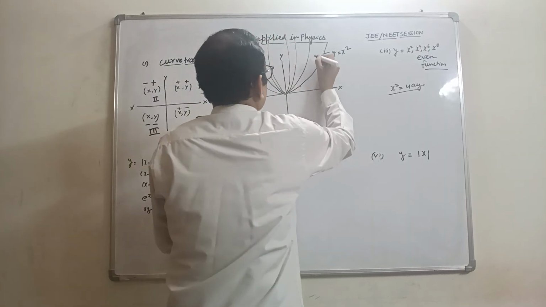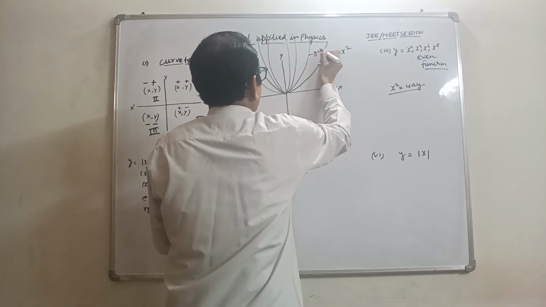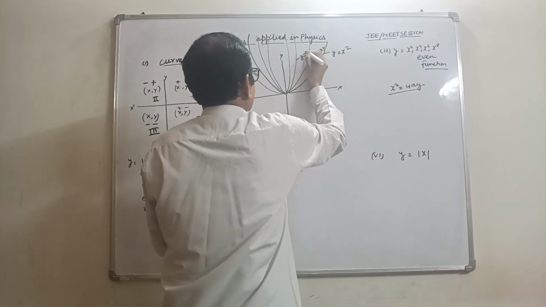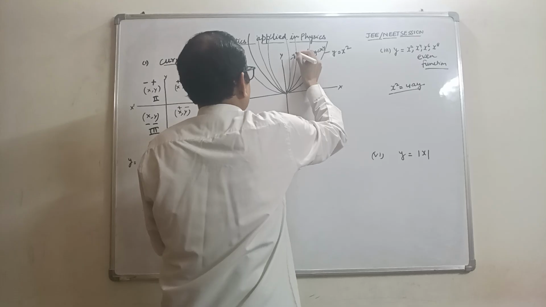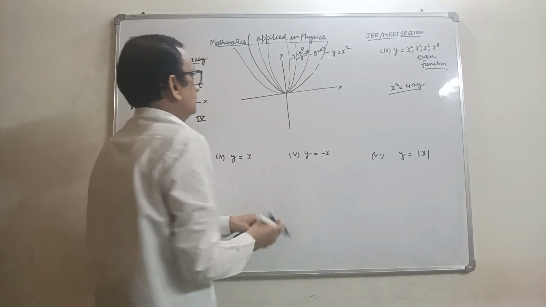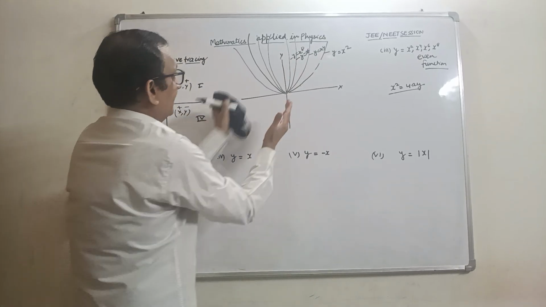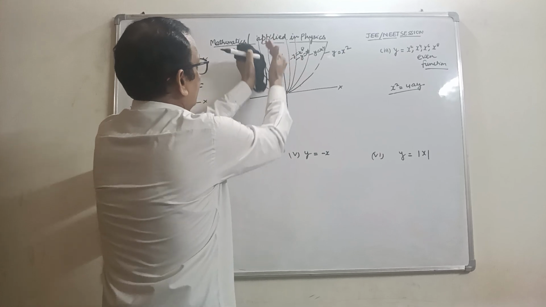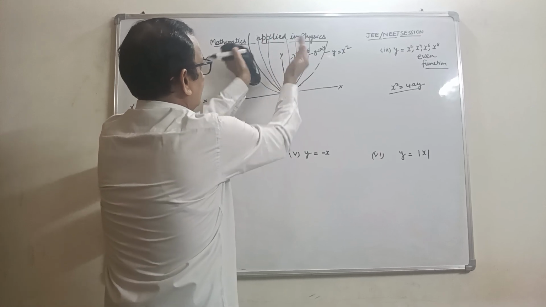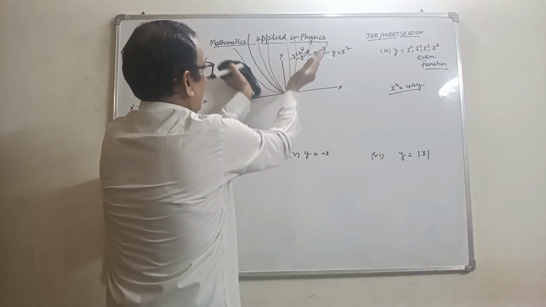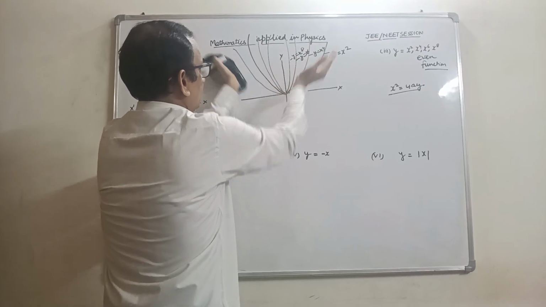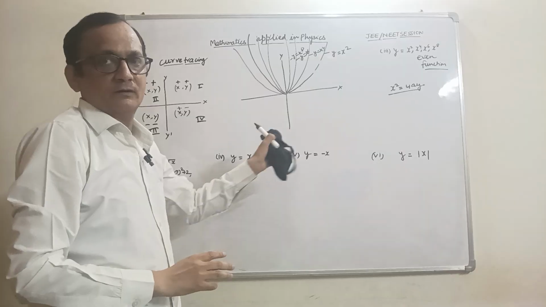This is y is equal to x to the power 4, this is y is equal to x to the power 6, and this is y is equal to x to the power 8. For y is equal to x to the power 8 the curve is sharper, for x to the power 6 less, for x to the power 4 less, and then y is equal to x square. This type of curve is drawn here.